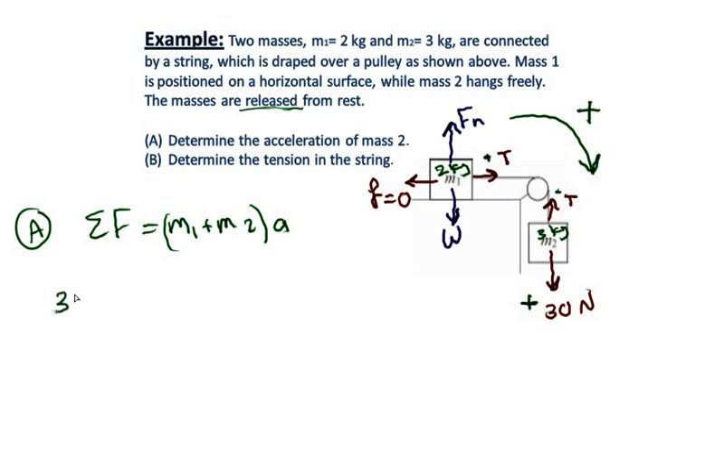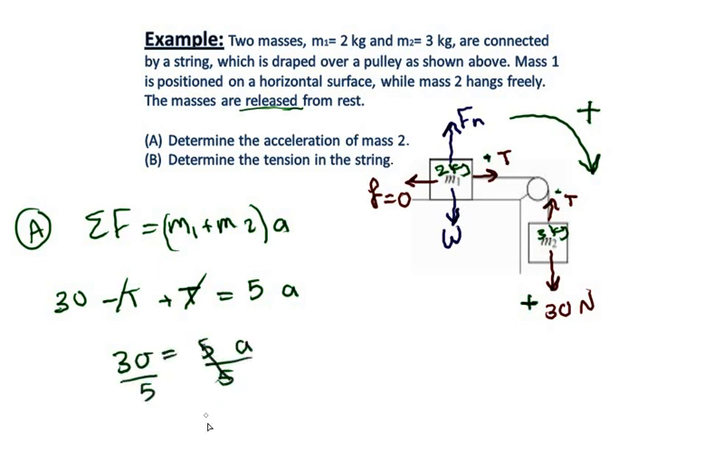So sigma F is 30 minus T plus T, and this is equal to 2 plus 3, 5 kilograms times A. 30 equals 5A, over 5 over 5. A equals 6 meters per second squared.